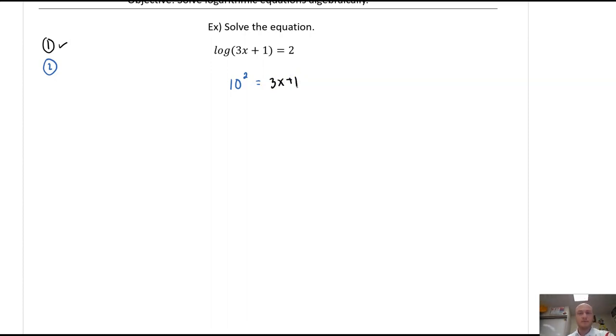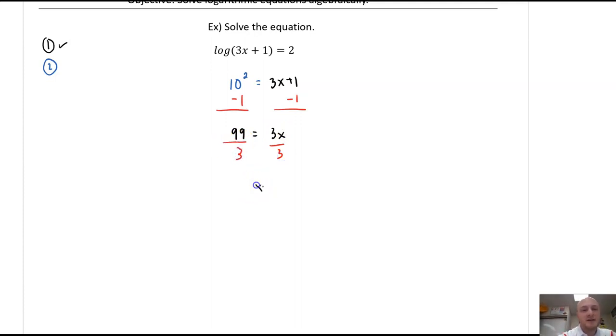So 10 to the power of 2 is equal to 3x plus 1. Okay, so I'll go ahead and solve. I'll subtract 1 on each side and we get 99 is equal to 3x. We'll divide by 3 on each side.